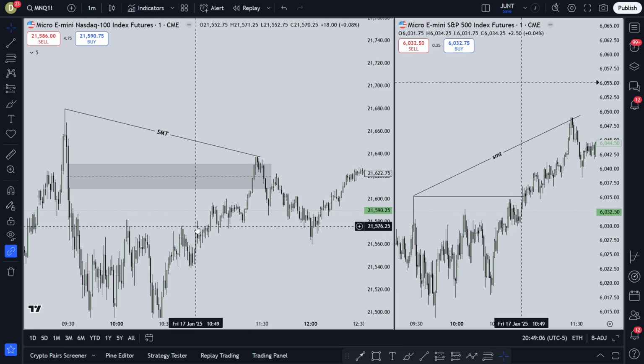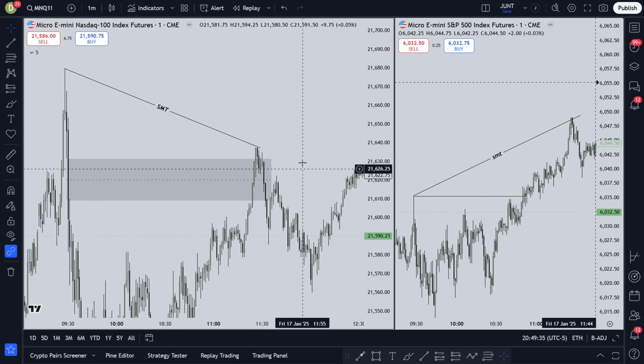1049 on NASDAQ, we're not even at the fair value gap. We aren't even close to that swing high, but the swing high was already swept on ES. So all we have to do now is wait for price to form another reversal signal, and that will be our bearish confluence. So when we see SMTs at the highs, this means that price is likely to go bearish.